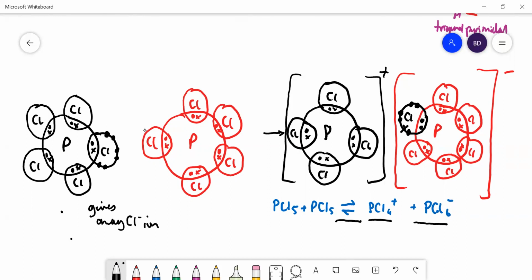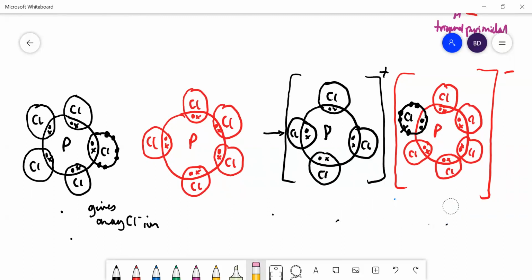So let's see what effect that has on shape then. Okay, I'm going to rub this out, give myself a bit of room. Okay, so here, PCl5, well, you have got, this is a tricky one, isn't it? We've got 5 bond pairs. So this is the one with 2 different bond angles.